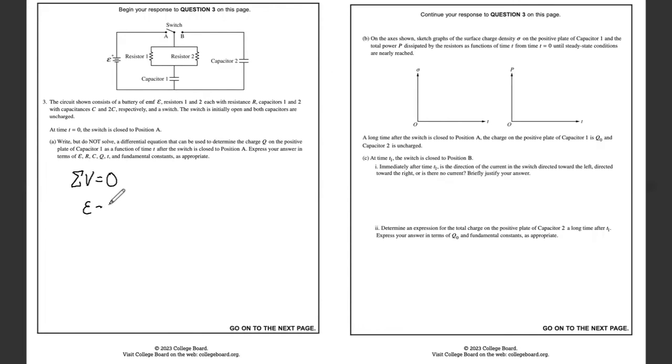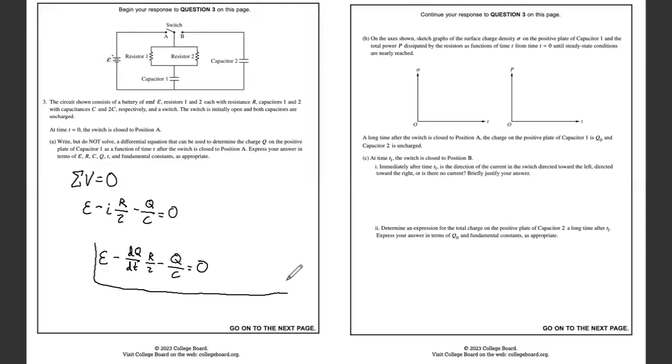This tells us that E, the EMF in the battery, minus I times R over 2. If you're wondering where I got R over 2, that's the equivalent resistance between 1 and 2, same as in problem number 2. Minus Q over C is equal to 0. Well, I is equal to dq dt, so this implies that E minus dq dt times R over 2 minus Q over C is going to equal 0, and that is a differential equation. You could rearrange it if you want to. That should be fine. It has all of the terms that we need.